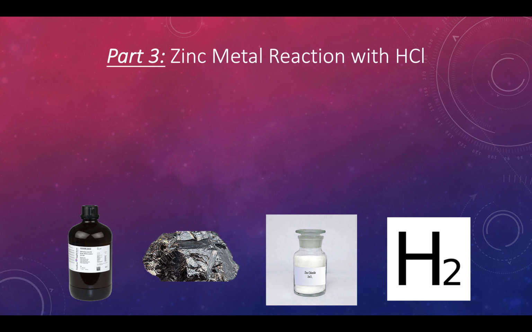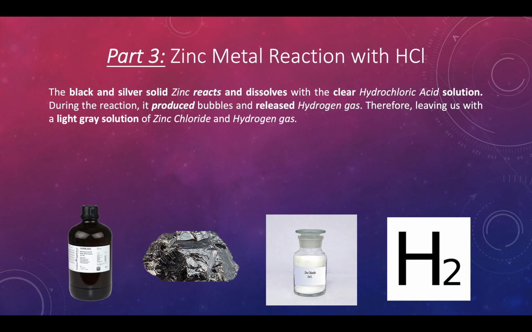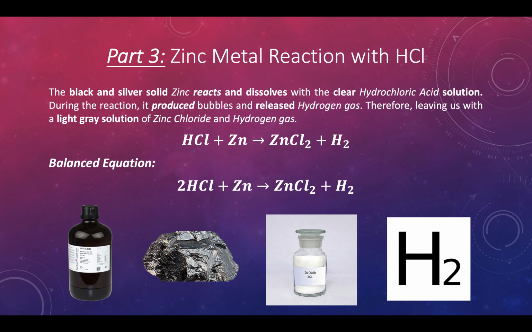And for part 3, we did our zinc metal reaction with hydrochloric acid. The black and silver solid zinc reacts and dissolves with the clear hydrochloric acid solution. During the reaction, it produced bubbles and released hydrogen gas, therefore leaving us with a light gray solution of zinc chloride and hydrogen gas.